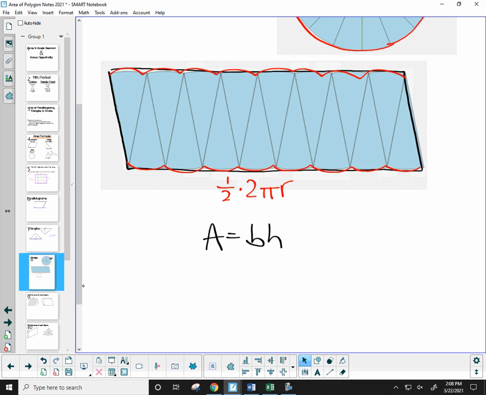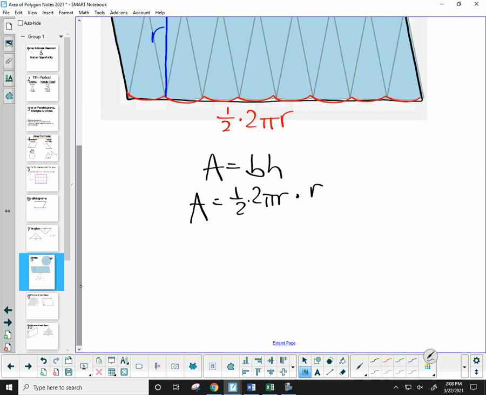Okay, now let's think about the height of my parallelogram. What is that blue line in terms of the circle? It's a radius. So if I'm thinking about the area of a parallelogram, my base we said was 1/2 times 2 pi r. My height we said is a radius. Well, half of 2 is just 1. Pi times r gives me pi r squared.